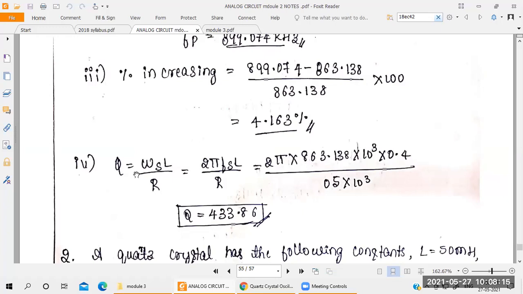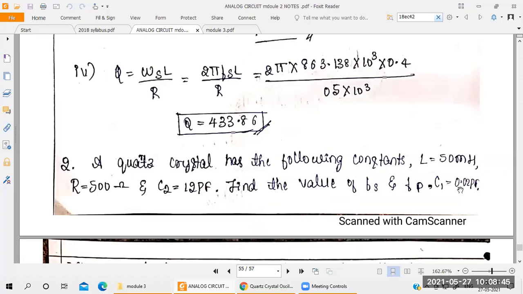Then substitute the Fs value, that is 863.138 kilohertz. You know the L value, substitute here. Then we know the R value, substitute and simplify. You get the quality factor as 433.86. Understood?